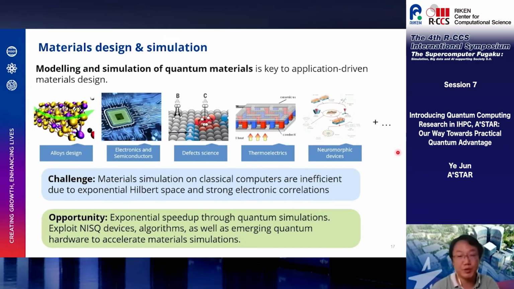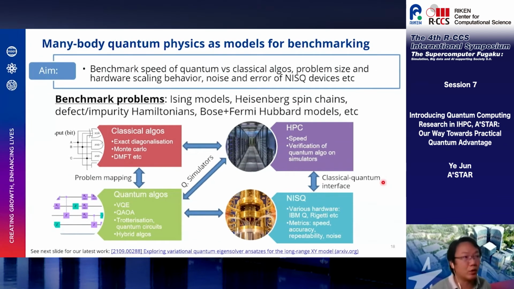For materials, we are looking at the modern simulation of quantum materials, and at the potential to harness exponential speedup through quantum simulations, and to exploit NISQ devices, algorithms, as well as emerging quantum hardware to accelerate the simulation of materials, where many-body quantum physics is especially important when correlations become important in the systems. One of our objectives in this field is to benchmark quantum and classical algorithms, and to look into, for example, the Ising models, Heisenberg spin chain, impurity Hamiltonian, and all those. I think Yoneaki-san has done a quite good introduction to his work.